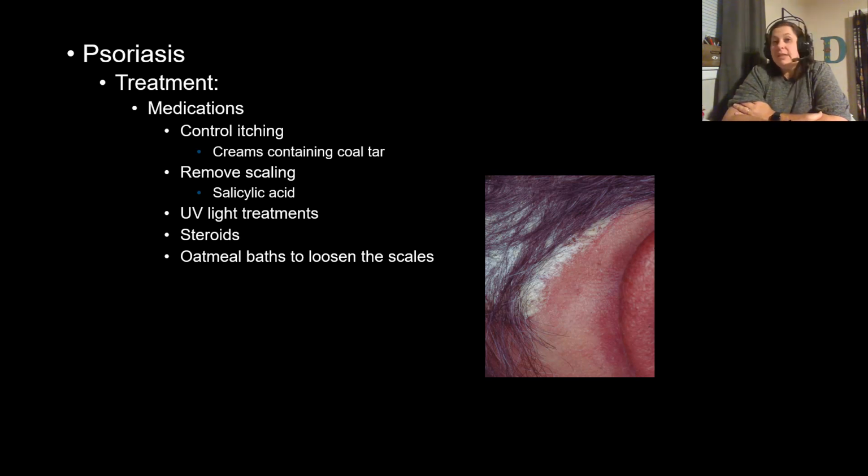UV light treatments tend to help individuals, but there is kind of this Goldilocks effect with UV light when we talk about psoriasis. And I call it Goldilocks because if you get too much sunlight, it can make it worse. If you don't get enough, it can also make it worse. There's a just right area for each patient that helps. Steroids can also help, and oatmeal baths help loosen up the scales. Get that outer layer of skin to start to slough off.